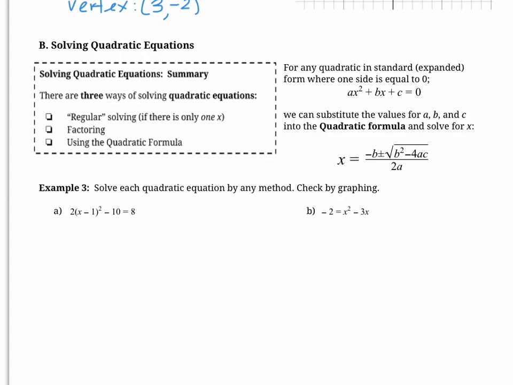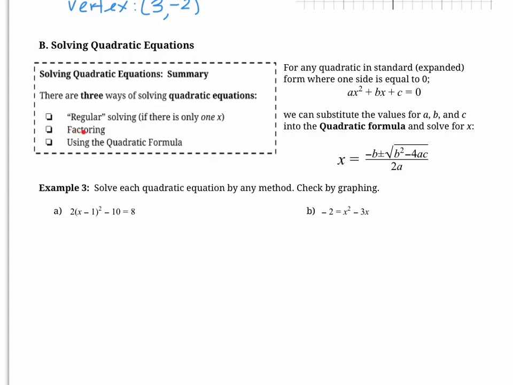Now let's get to reviewing how to solve quadratic equations. So we know how to solve equations. We're just going to get x by itself. But sometimes with quadratic equations, we get stuck when there's more than one x. So there's 3 ways that we can solve quadratic equations. One is just regular solving. So if there's only one x variable, we're going to do exactly what we do with linear equations. We're just going to get that x by itself by doing opposite operations.